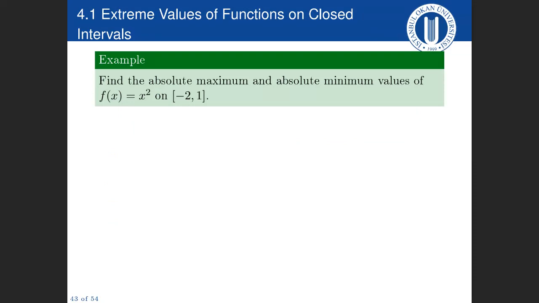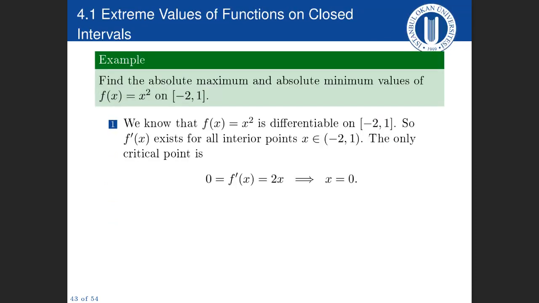So, for example, find the absolute maximum and absolute minimum values of f of x equals x squared on the closed interval from -2 to 1. Step 1 is to find the critical points. Critical points means either the derivative does not exist or the derivative is equal to 0. But this function is differentiable on the whole of its domain. So there are no points where the derivative does not exist. So that means the only critical points we can find are where the derivative is equal to 0.